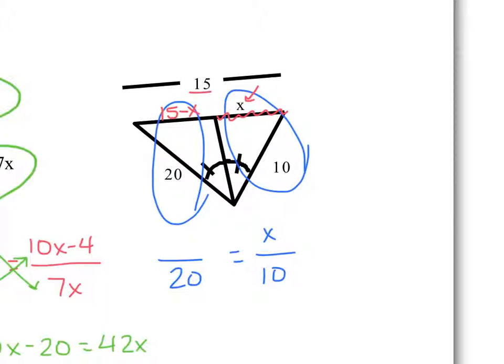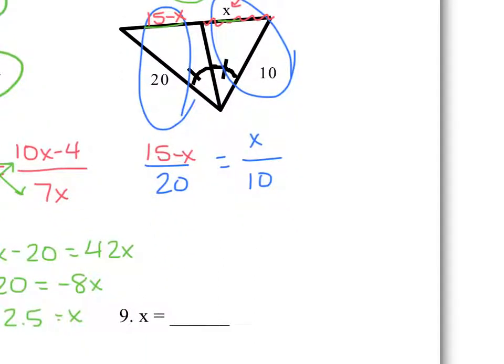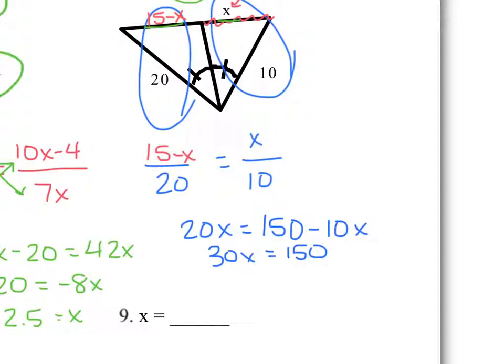So that way when we put them back together, 15 minus x and x would go back together to make 15. So we'll have 15 minus x go on the top of that fraction, and then we can cross multiply. So our first cross gives us 20x, and then we have 150 minus 10x. Then we'll move our 10x over, so we'll have 30x equals 150. Then we divide both sides by 30, and so we end up with our x equals 5.